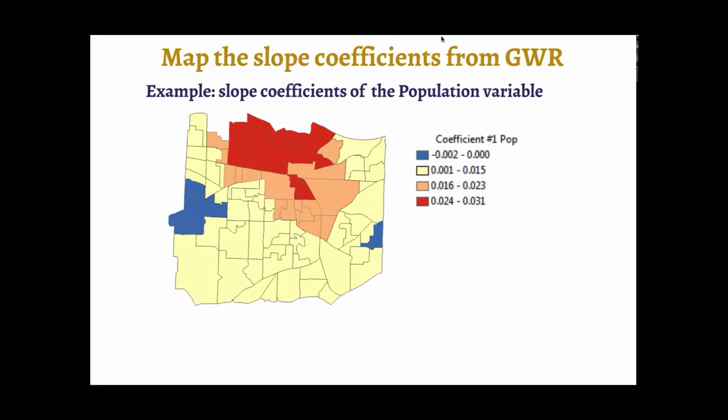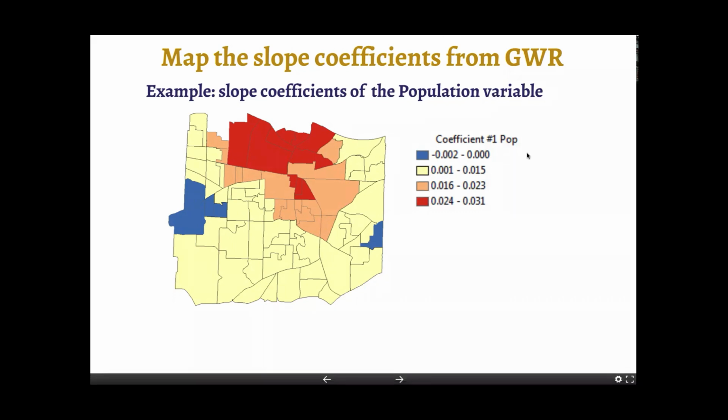So the first example of the map I'm showing you folks is the slope coefficient of the population variable. So remember, each location will get a different coefficient for each variable. So basically, we have three variables in total: population, low education, and also the distance to urban center. For each of the explanatory variables, you can make a map to show how the coefficient changes across the study area.